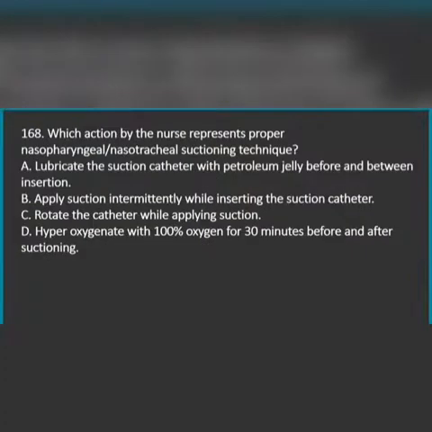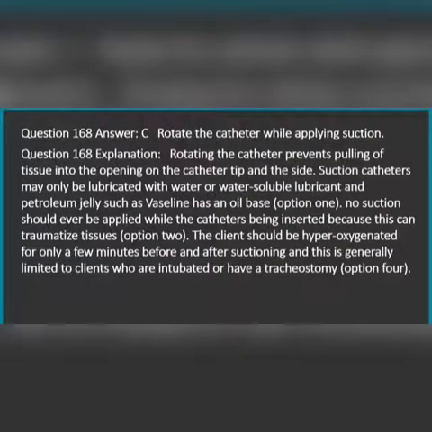Question 168. Which action by the nurse represents proper nasopharyngeal, nasotracheal suctioning technique? A. Lubricate the suction catheter with petroleum jelly before and between insertion. B. Apply suction intermittently while inserting the suction catheter. C. Rotate the catheter while applying suction. D. Hyperoxygenate with 100% oxygen for 30 minutes before and after suctioning. Question 168. Answer: C. Rotate the catheter while applying suction.